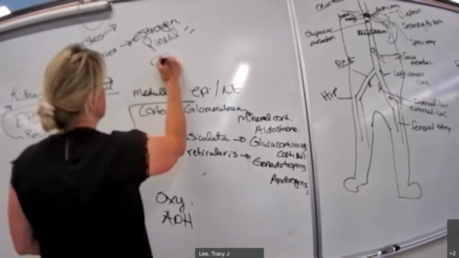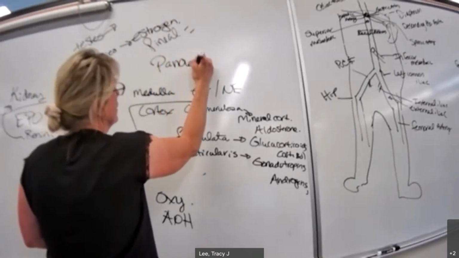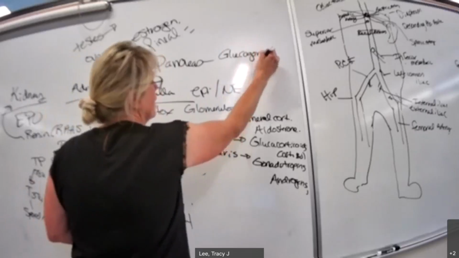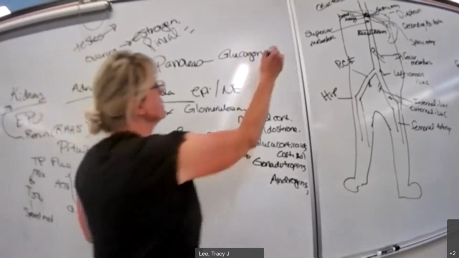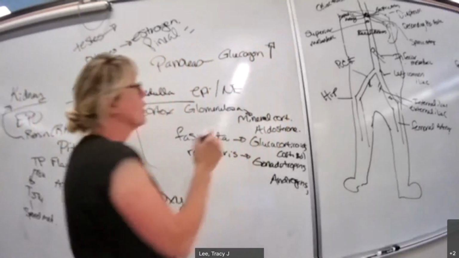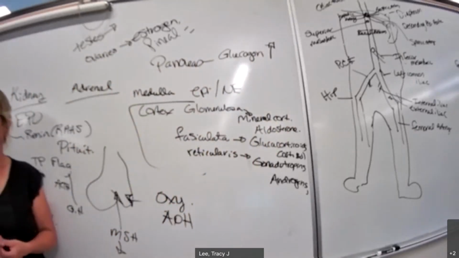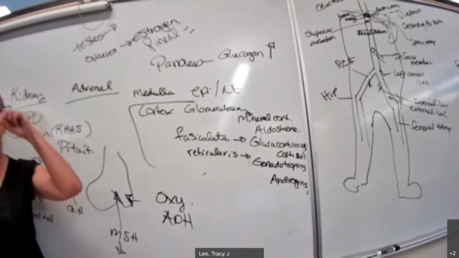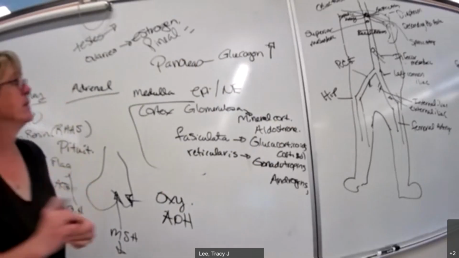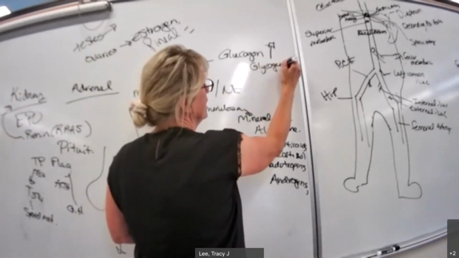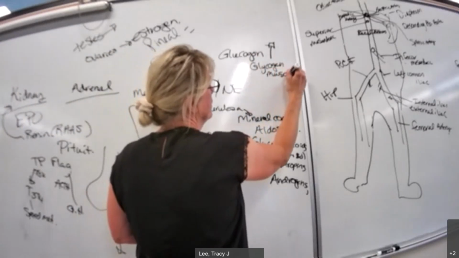Pancreas, thank you. Pancreas. What's it secrete? Glucagon, which does what? It increases blood sugar. Where do I get that sugar from? Yeah, skeletal muscles and the liver. So this is in the form of glycogen in muscles and liver.